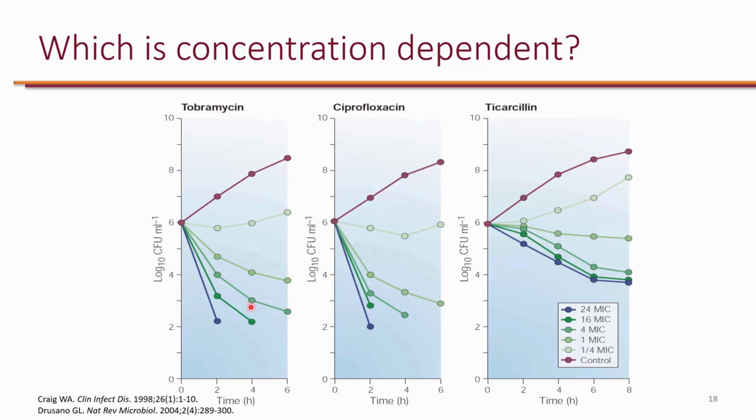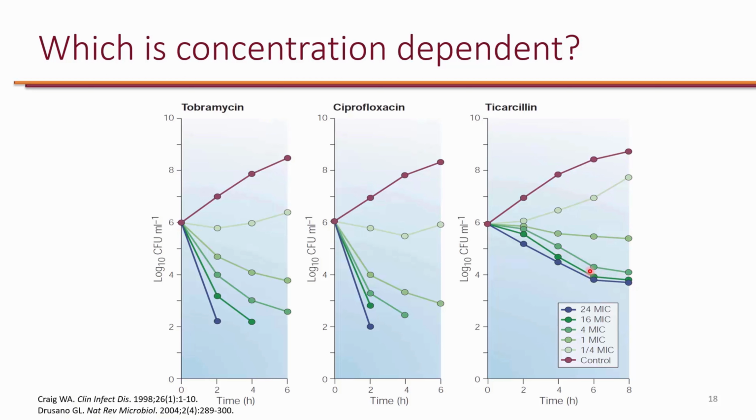Now let's look at ciprofloxacin. They did the same experiment. So you can see that as they increase the concentration of ciprofloxacin, more and more of the organism died as time went on. Now compare that to ticarcillin, which is a beta-lactam. As they increase the concentration of this beta-lactam, you can see that the organism dropped, but at some point, increasing the concentration didn't make a difference anymore.